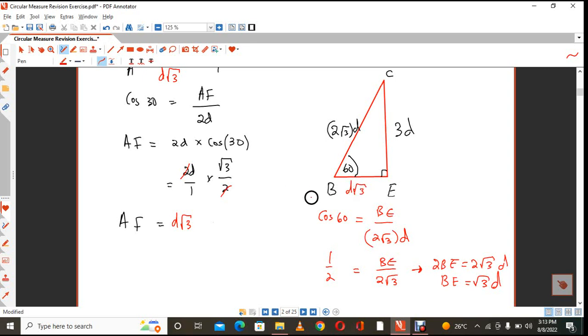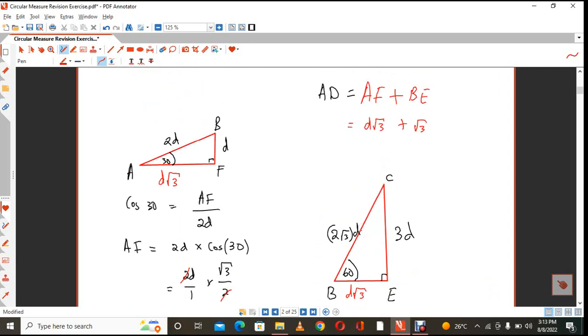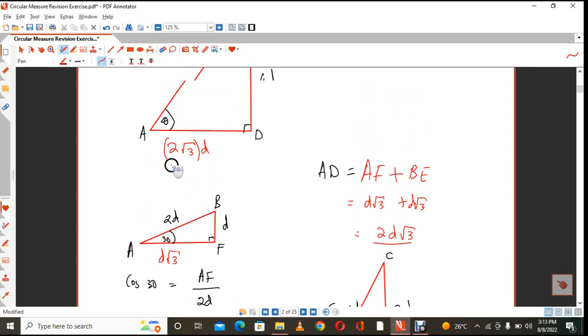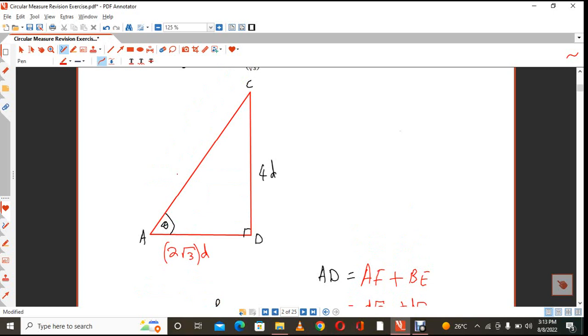At the end of the day, we are going to have D here also. So what is the final answer? The final answer then has to be 2 times this business here. So the distance of AD is going to be 2 times root 3 multiplied by D. We now know what AD is. We also know what CD is.